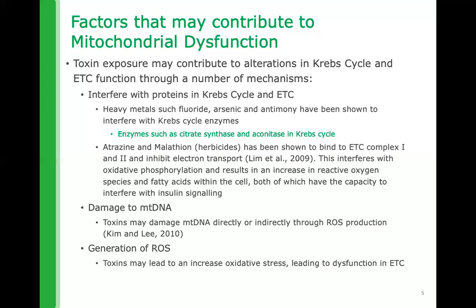Then there are some of the herbicides that were in the PowerPoint. They can have an impact on the ETC, which is not good, because if you have the Krebs cycle working, but it's blocked further up, then you still don't have the energy. So you really want everything working at the same time. And then the problem is that if the ETC isn't working properly, we get a buildup of reactive oxygen species. So you have your oxidative stress.